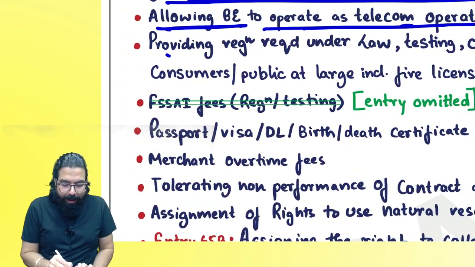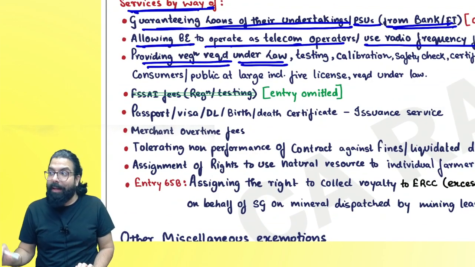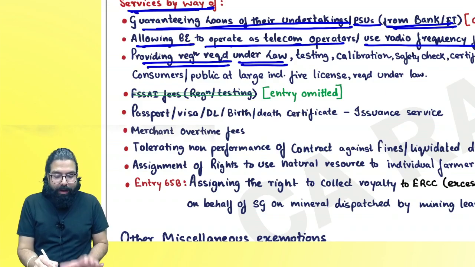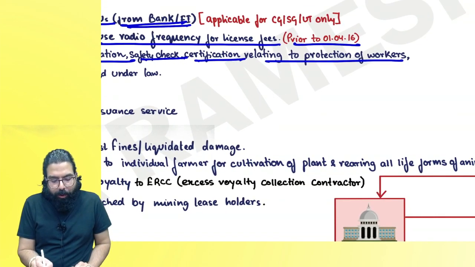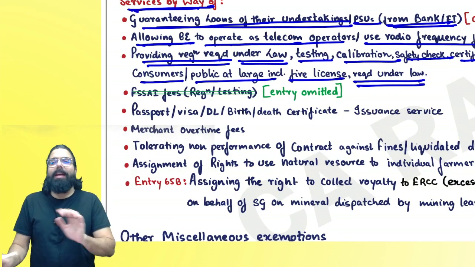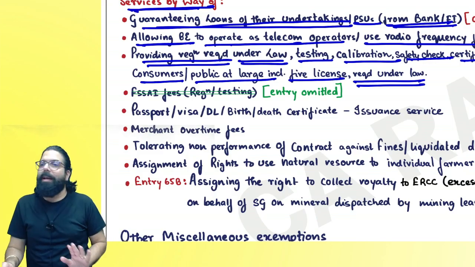If the government provides any registration which is required under any law, like testing, calibration, safety check, certification relating to protection of worker, consumer, public at large, including fire license, or any registration required under law, the government will never charge you any GST. Can I go ahead, everyone?